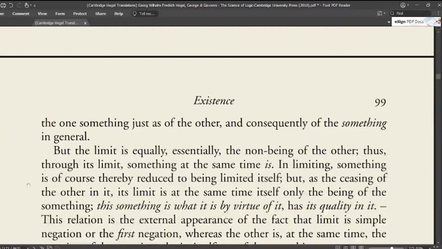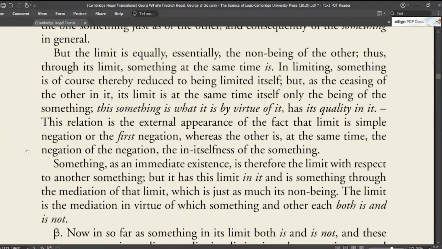Something in general. But the limit is equally, essentially, the non-being of the other. Thus, through its limit, something at the same time is. In limiting, something is, of course, thereby reduced to being limited itself. But as the seizing of the other in it, its limit is at the same time itself only the being of the something. The something is what it is by virtue of it, has its quality in it. This relation of the external appearance of the fact that limit is simple negation of the first negation, whereas the other is at the same time the negation of negation, the in itselfness of the something.